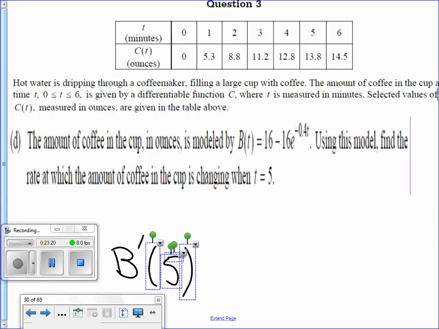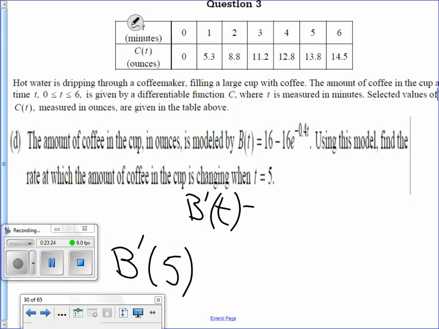Well, it's not so bad. So we want to get B prime. You always have to get the derivative first before you try to plug a number in. Okay, well, I'll do the derivative of 16. Got it? Now, right now we have to take the derivative of negative 16 times something. So what do we do with that negative 16?